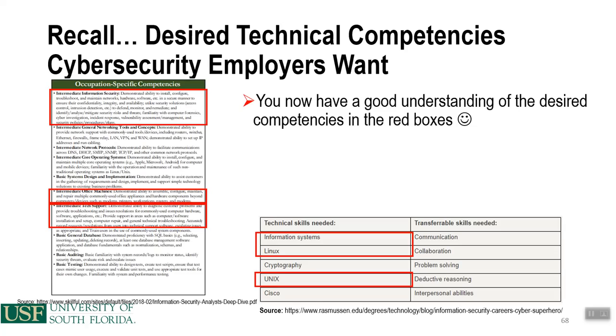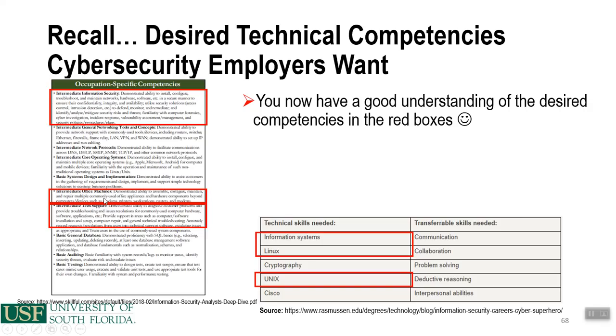So let's recall back to the first lecture, what are some of the competencies that employers actually want? So intermediate information security, demonstrated ability to install, configure, troubleshoot, maintain networks, hardware, software, and so on in a secure manner to ensure their CIA. Utilize security solutions, access control, intrusion detection to defend, monitor, remediate, and so on. Now we have the ability to actually do this. We can install, we can configure, we can do all of those different things to help maintain confidentiality, integrity, and availability. And we have the ability to do something like access control now too.